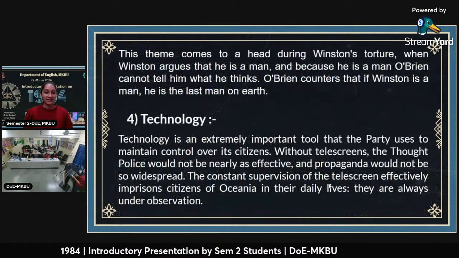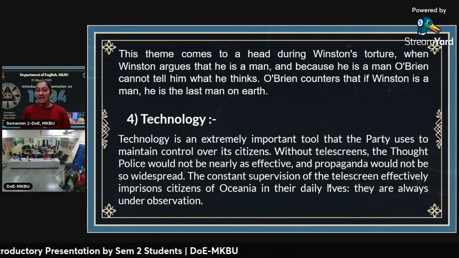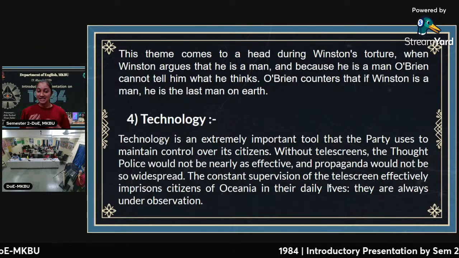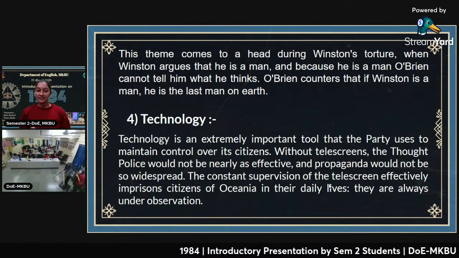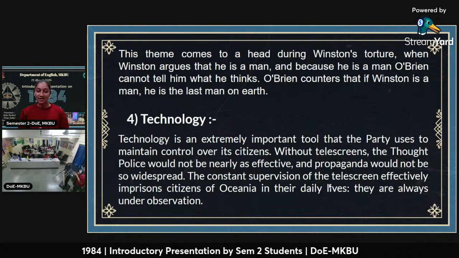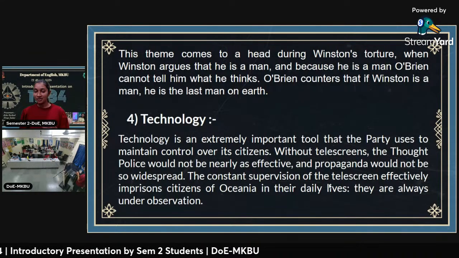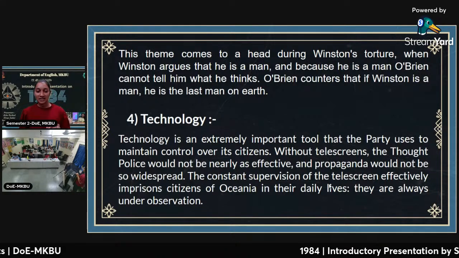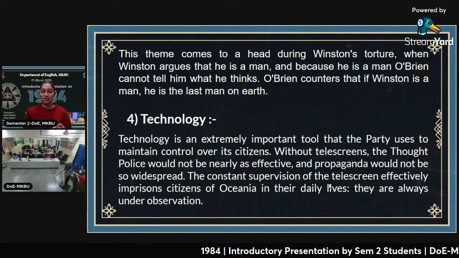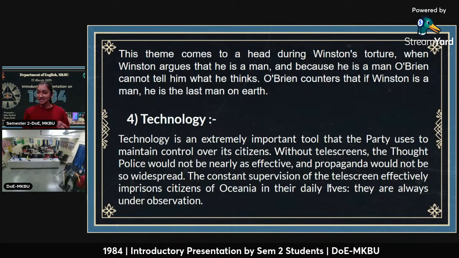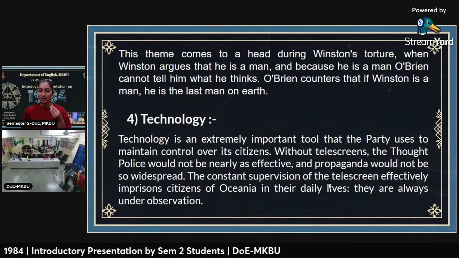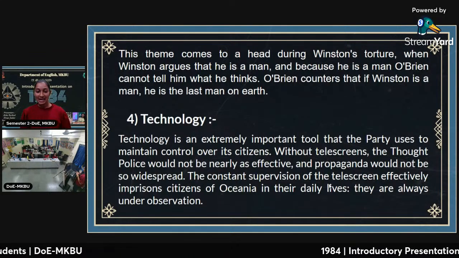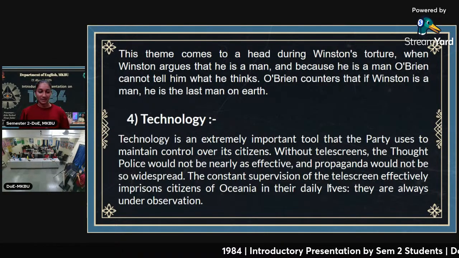In the theme of independence and identity, we find that the theme comes to a head at the end of the novel, during Winston's torture, when Winston argues that he is a man, and because he is a man, O'Brien cannot tell him what he thinks. O'Brien counters that if Winston is a man, he is the last man on the earth, because O'Brien knows the reality, and if Big Brother does not share that reality, then you are the last man on earth.